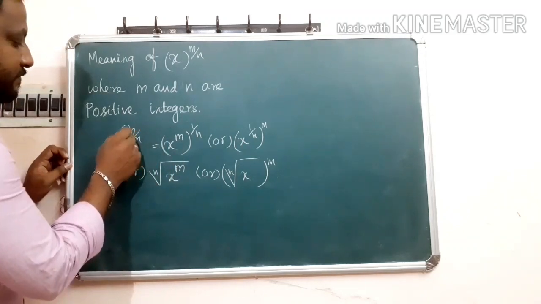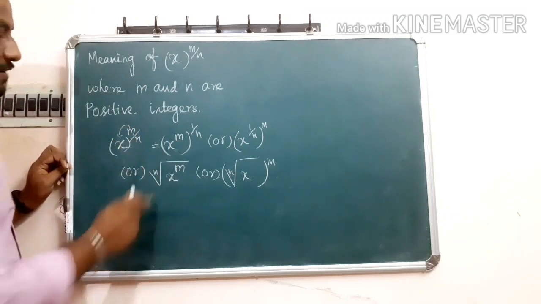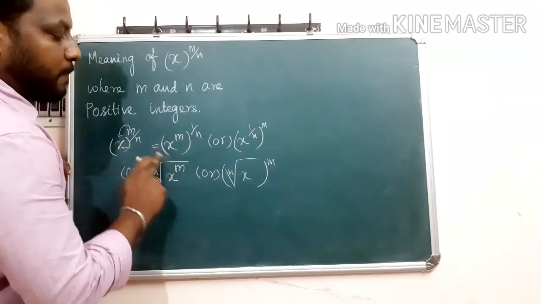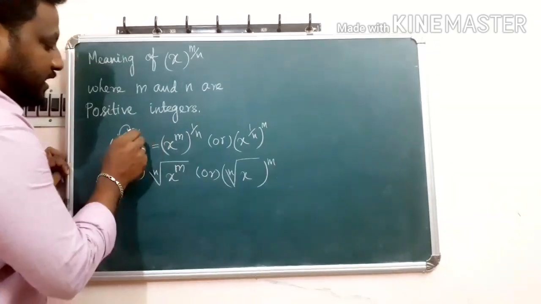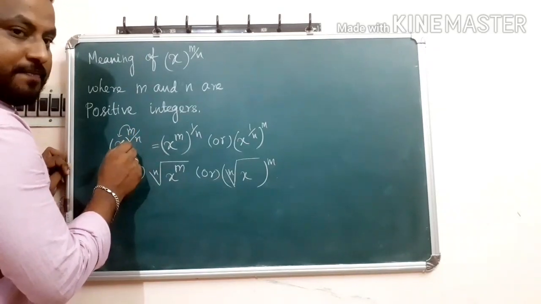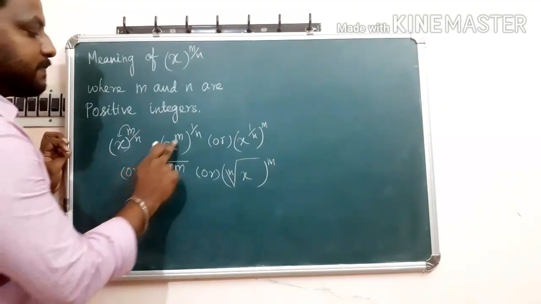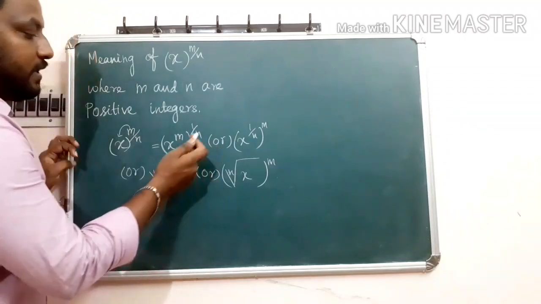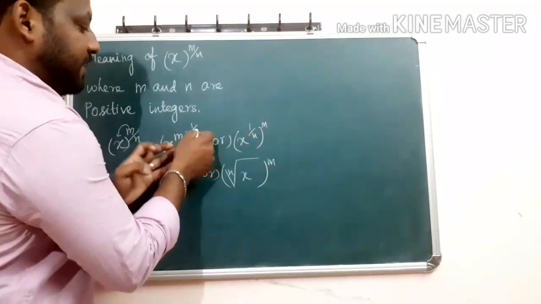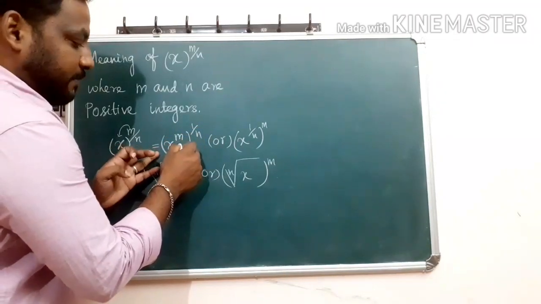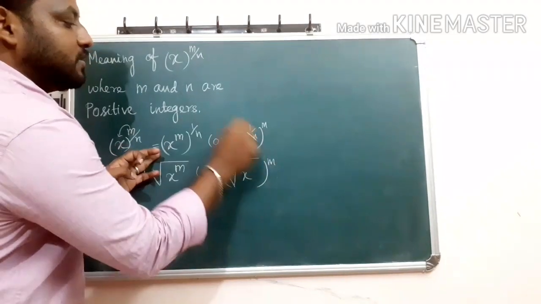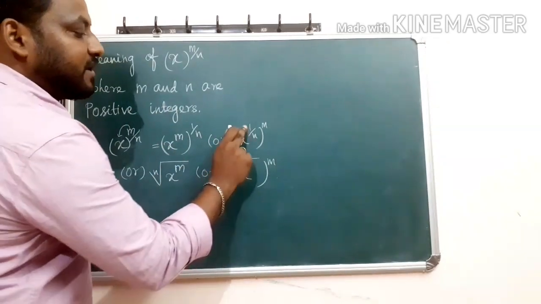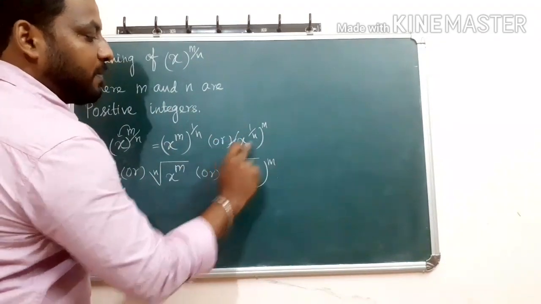This m will come inside the bracket, which is x power m the whole power 1 by n. The numerator m will come inside the bracket, that is x power m the whole power 1 by n, or the 1 by n will come inside the bracket and m should be in the power position, that is x power 1 by n the whole power m.